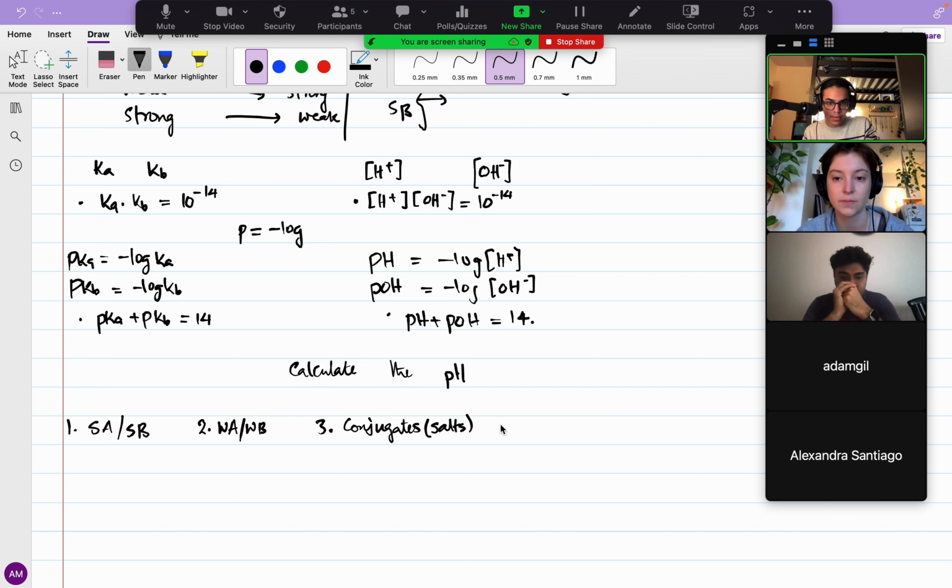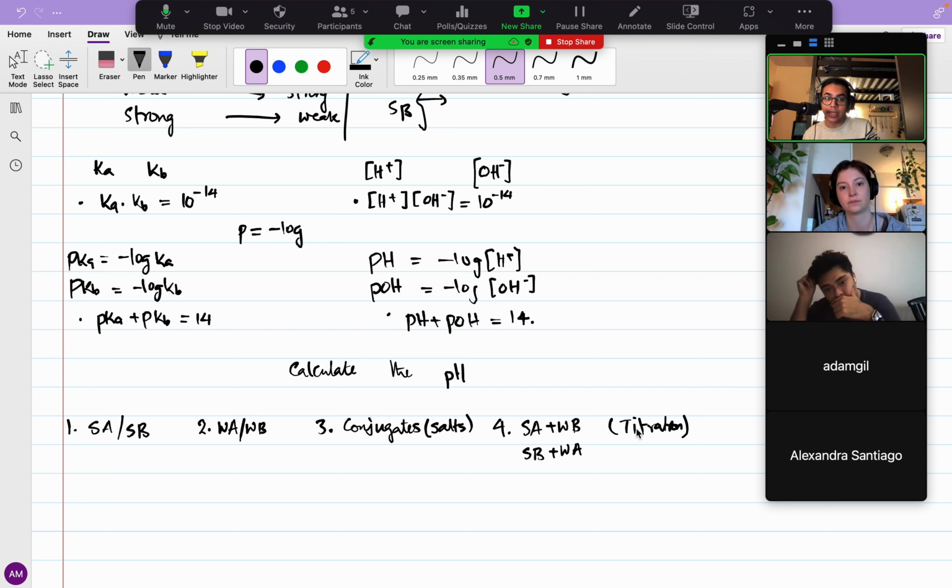And then the last one is to combine strong acid with weak base, or combine strong base with weak acid. And this is titration. Not only are you mixing acids and base, this is a neutralization reaction, right? But you're mixing acids and bases of opposite strengths. Strong with weak, strong with weak. Okay.